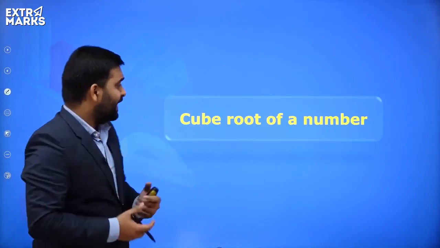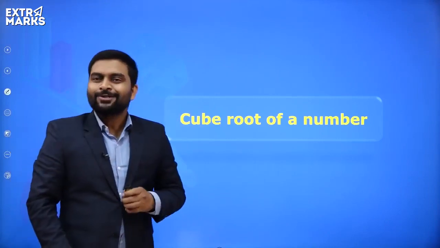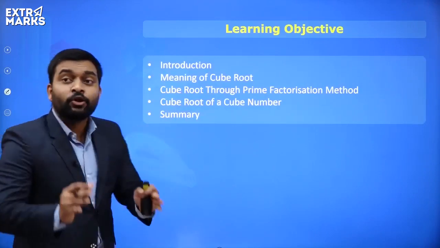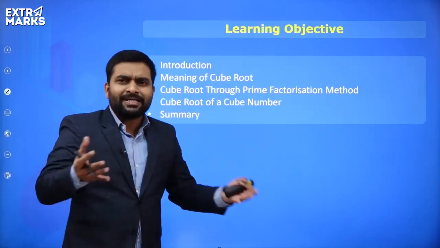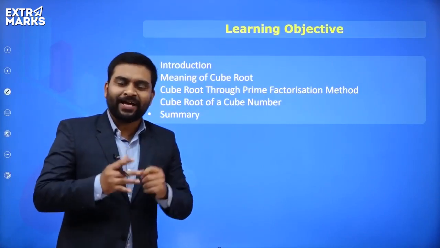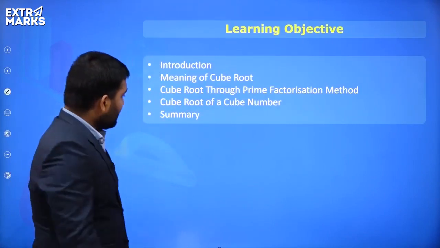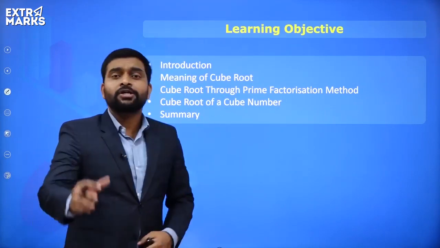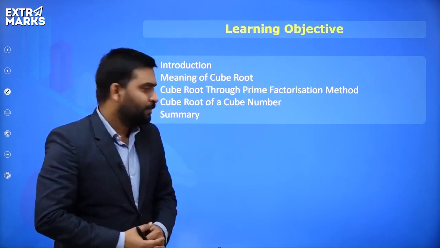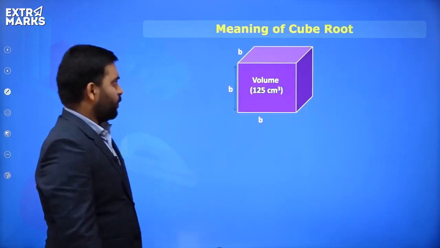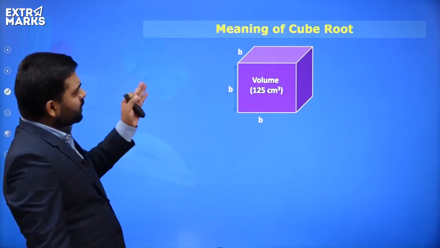Today we'll be understanding cube root of a number. So in this particular class, we'll be understanding what is the meaning of cube root, that means what is cube root, right? Then how do we find the cube root through prime factorization method? Then cube root of a cube number, or we can say finding the cube root using the estimation method. And at the end, we will summarize everything. Let's begin everyone. So now everyone just look at this cube.